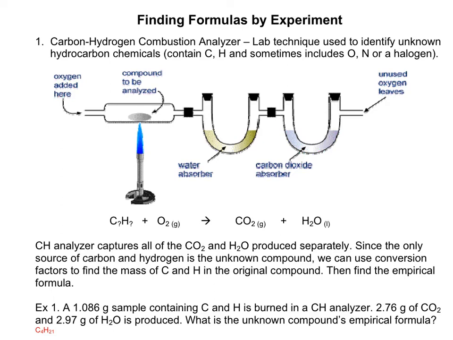Since the only source of carbon and hydrogen is the unknown compound, we can use conversion factors or percent compositions to find the mass of carbon and hydrogen in the original sample. There are a couple of different mathematical ways that you can solve this problem. Figuring out the mass of C and H in the original compound is step 1 of the method we discussed in the last lesson. We can use the other 4 steps to find the empirical formula.